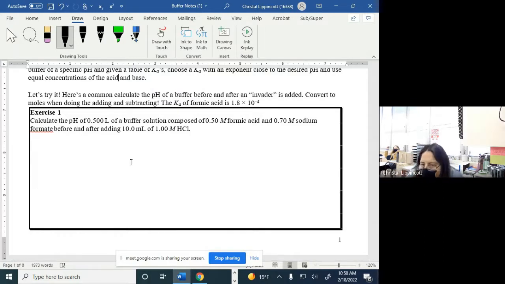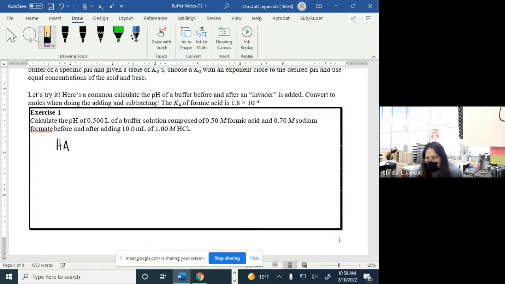So we are going to calculate the pH of a half liter of buffer solution composed of formic acid. So this is formic acid here, which we're going to call HA. That is going to react with water. So we've got our HA here, before and after we add that. Our HA is going to go in, and we're going to figure out for that, just that HA, that's the formic acid here.